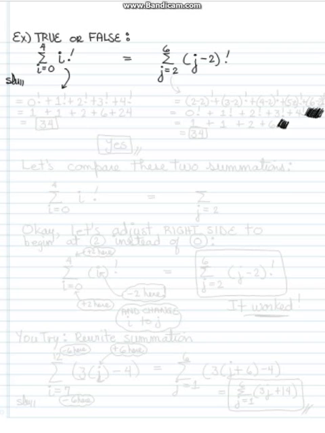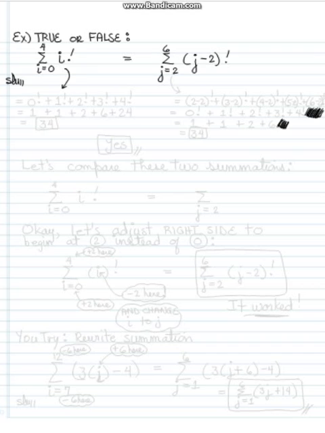True or false? Is the sum i equals 0 to 4 of i factorial equal to the sum of j equals 2 to 6 of (j minus 2) factorial? Really, the fastest way to see if this is true is to expand each of these sums and add them and see if we get the same value.